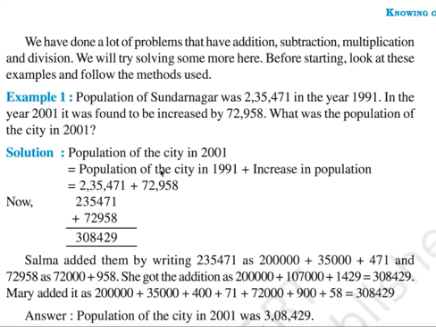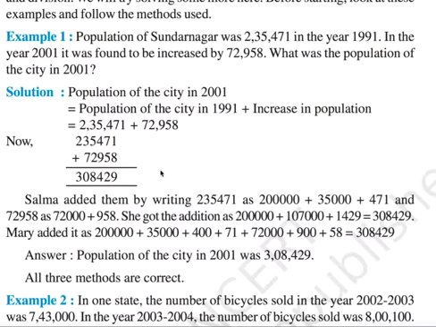Example 1. Population of Sundarnagar was 2,35,741 in the year 1991. In the year 2001, it was found to be increased by 72,958. What was the population of the city in 2001? Add these two up. This is the number.